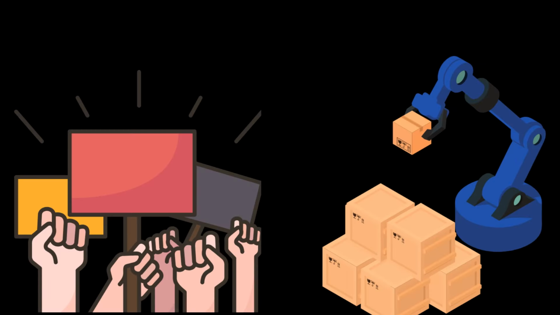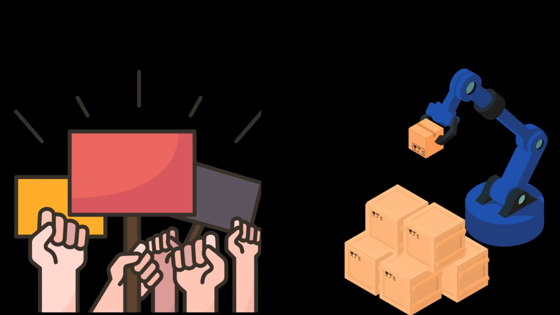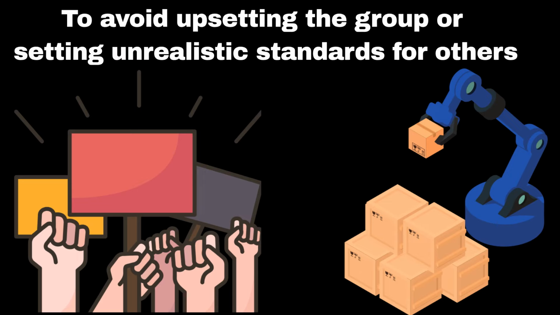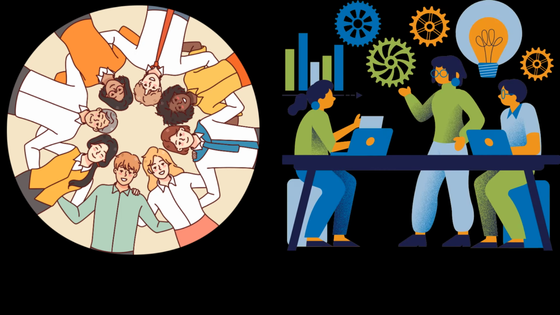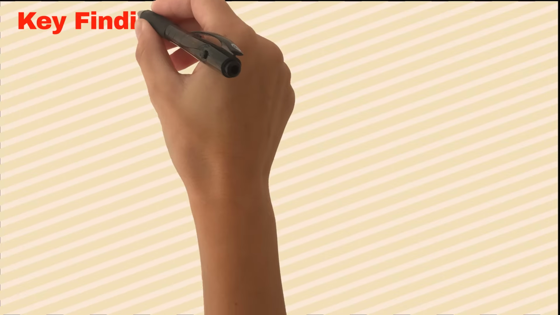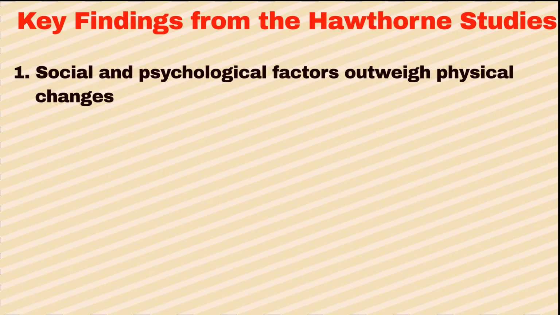For example, workers resisted increasing their output beyond a certain level to avoid upsetting the group or setting unrealistic standards for others. This phase demonstrated the power of informal organizations within formal structure and the influence of peer relationships on behavior. So, what did these experiments reveal? Let's break it down. First, social and psychological factors outweigh physical changes when it comes to productivity.